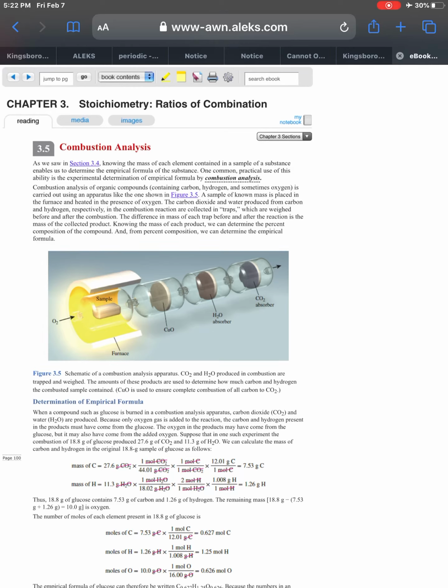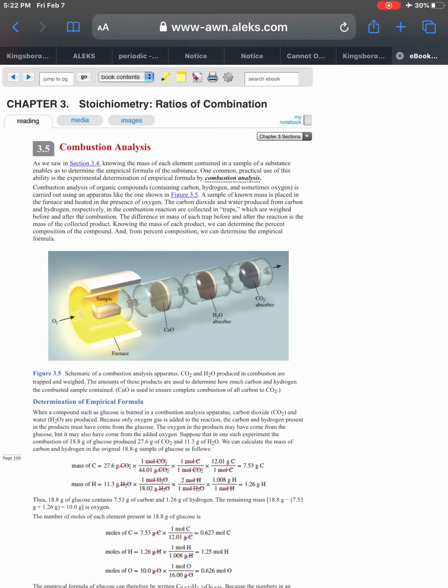Section 3.5, Combustion Analysis. Here what we're going to do is determine the empirical formula and the molecular formula of an organic compound. Combustion analysis is based on the following idea. There are organic compounds that contain carbon and hydrogen, or carbon, hydrogen, and oxygen. And we can use a particular experimental technique to figure out what their formulas are from a small sample.